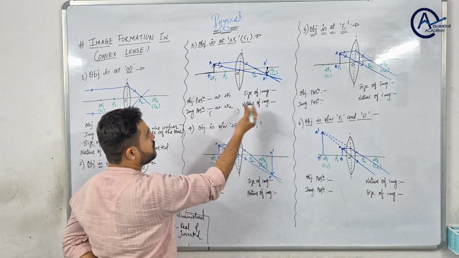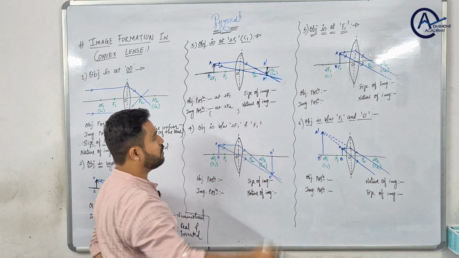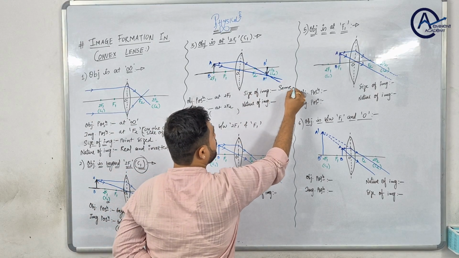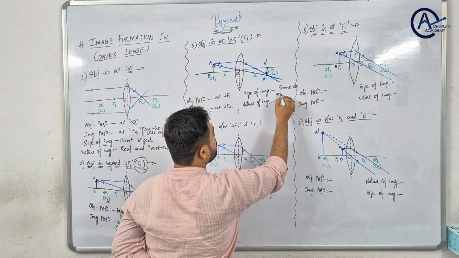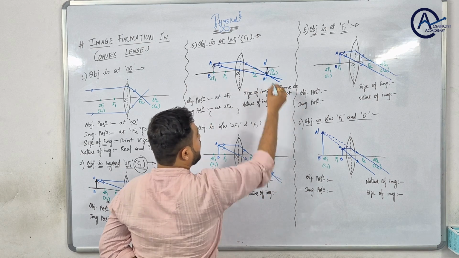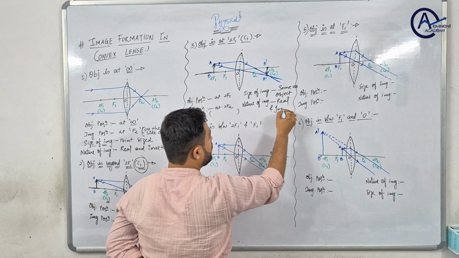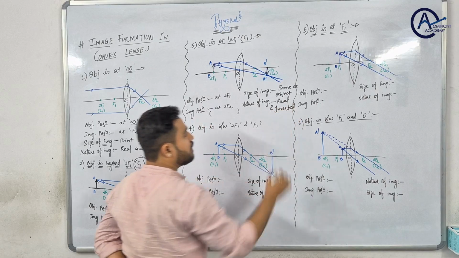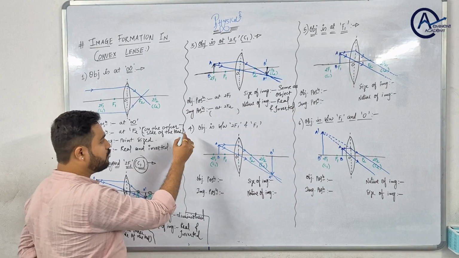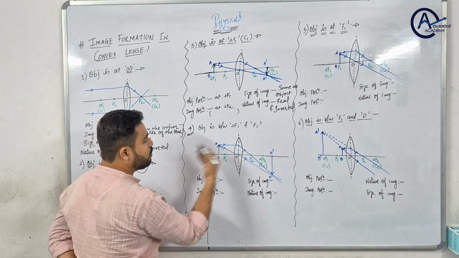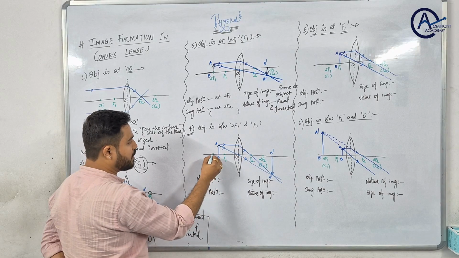Again we can write: on the other side of the lens, size of image same as object, and the nature of image is again real and inverted. Clear? Next, fourth case. Now we are bringing it closer to the lens, between twice f1 and f1.